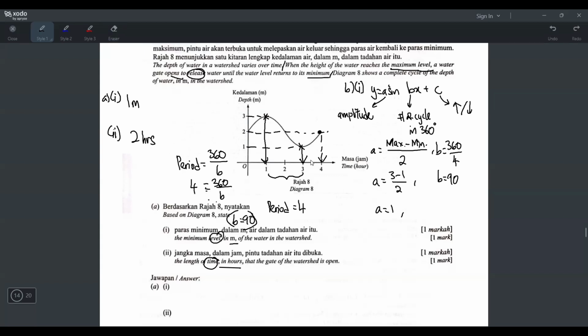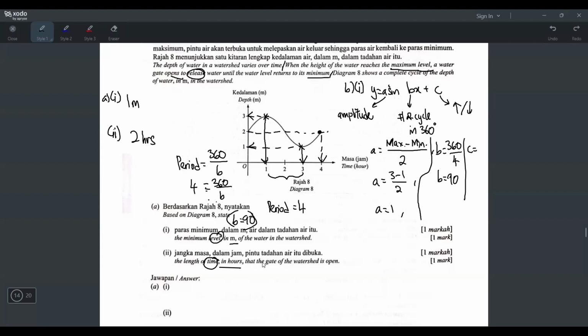Okay, all right, so hope you understand. Now I will move on. For my C, I will have to look at the maximum value and the minimum value, right? So the maximum value is 3, and the minimum value is 1. Do you remember just now your amplitude is 1, right?